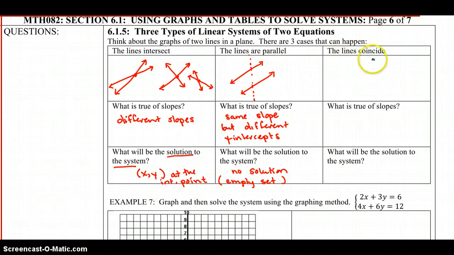Well, the third case that can happen is that two lines can coincide, which means that when we go to plot them, they're actually the same exact line. We get two lines that are right on top of each other. So in this case, again, the steepness and the direction of both lines is the same, so they have the same slope. And if we think about where they would cross through some vertical axis, let's call that a y-axis, they would cross that y-axis at the same point. So not only do they have the same slope, they also have the same y-intercepts.